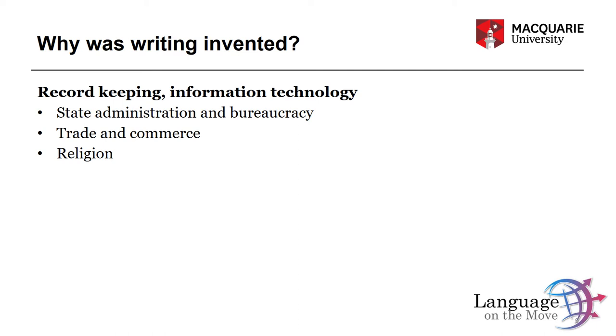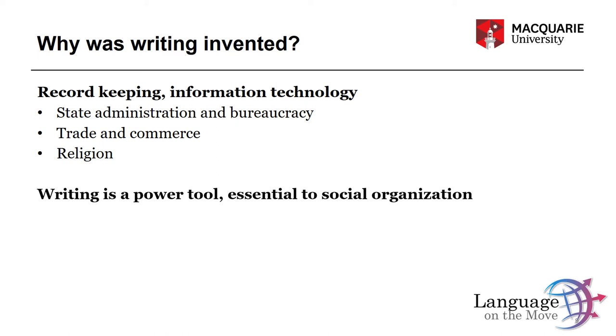So early writing is really more like an Excel spreadsheet, for instance, than a poem or a novel. The key reasons for the invention of writing were state administration and bureaucracy, as I've shown you, but also trade and commerce, particularly over longer distances, and religion, again tied to bureaucracy. So overall, the key point to keep in mind is that writing emerged as a power tool. It is essential to social organization. And although we've come a really long way, and contemporary writing is vastly different from the first beginnings of writing about 5,000 years ago, writing continues to be essential to our social organization.